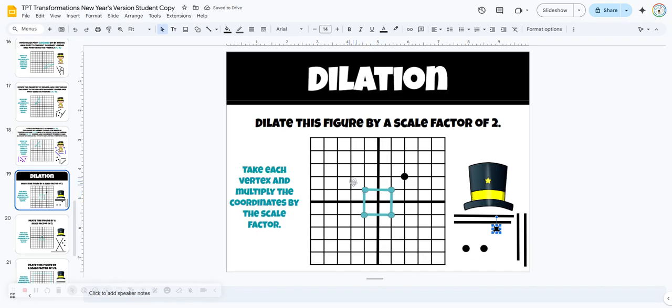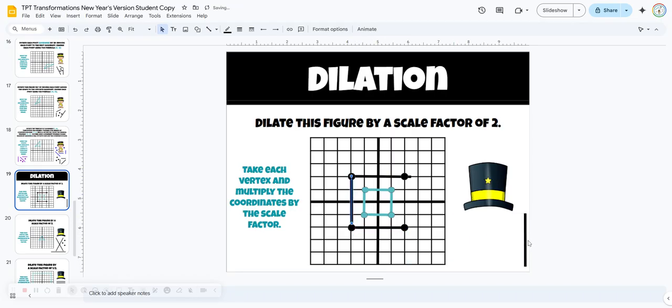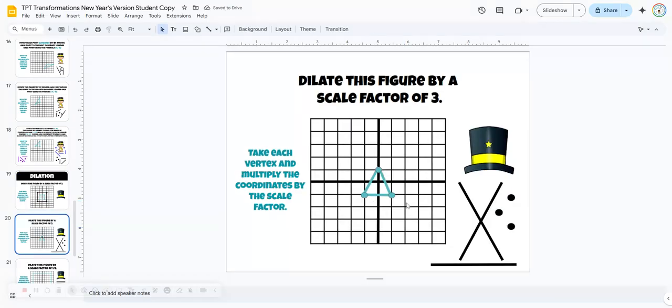Negative 1, 1 is now going to be negative 2, 2. This one will be negative 2, negative 2, and 2, negative 2. And then again, we're just going to click and hold on these lines to fill in the shape. So the shape stays the same, the size changes. They're going to do the same thing on the next slide with a triangle shape.